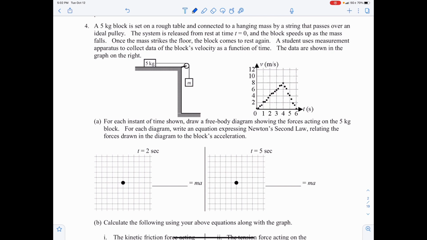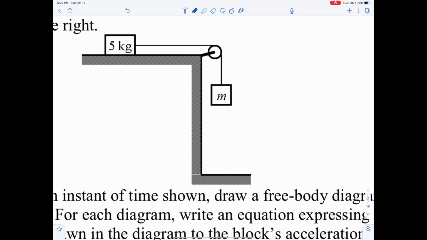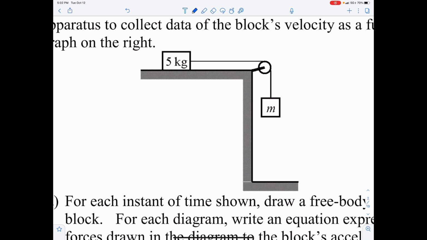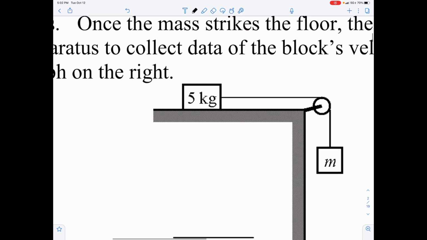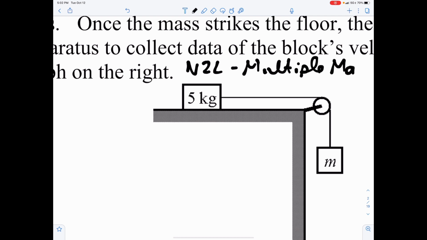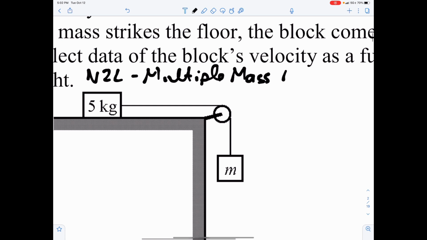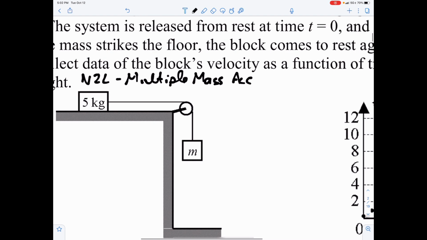So, before we even begin the problem, the first thing I'm thinking as we see this is I'm seeing two masses connected by a string. Therefore, I'm thinking multiple mass, tension, multiple mass acceleration. This is a Newton's second law, multiple mass acceleration type of problem. And what do we do with a Newton's second law multiple mass acceleration problem?